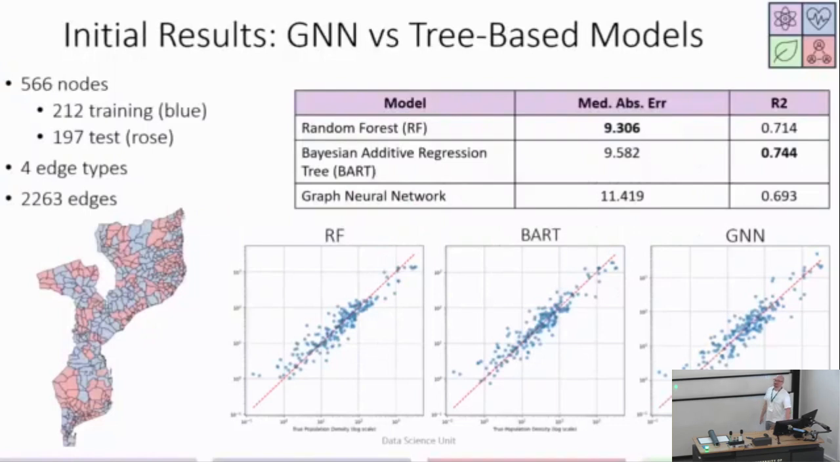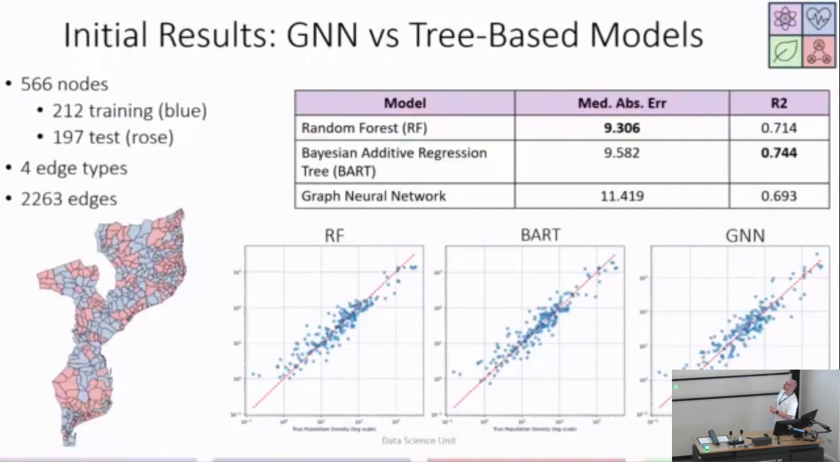These are just initial results, I'll say. So what we did was we split Mozambique up, honestly 50-50 in a geographic way. There are 566 nodes, you have 4 edge types, and then there are over 2,000 edges, and then we run that training process.